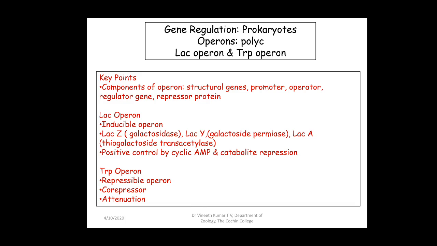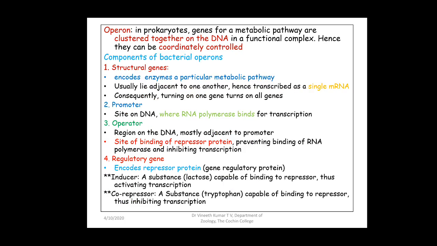For prokaryotic gene regulation, the key points that we are going to discuss are the important terminologies that usually come across in an operon or gene regulation in prokaryotes, followed by the lac operon and the features and controlling points of the lac operon, followed by the tryptophan operon. There are two operons which are given in detail in the syllabus. After lac operon and TRP or tryptophan operon, we'll be discussing the eukaryotic gene regulation.